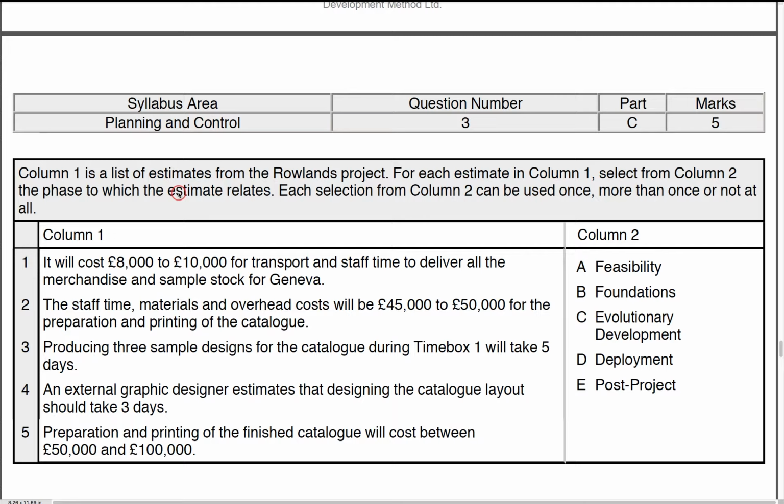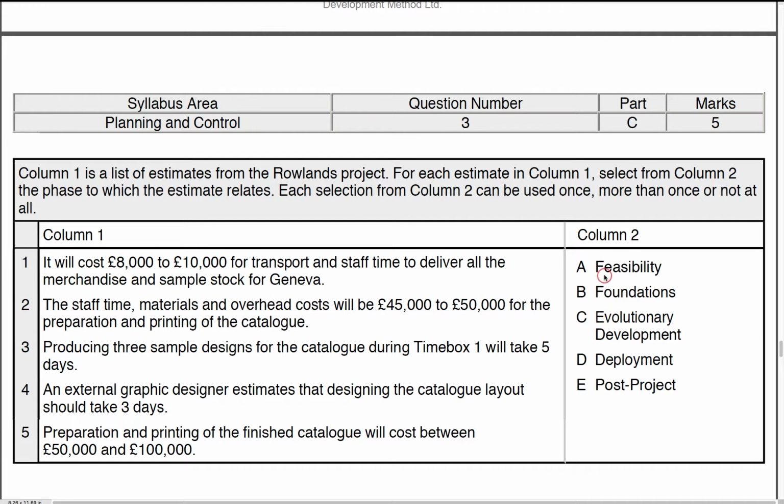You may remember there is a section in the chapter on estimations that gives you some guidance as to when we do estimations through our project. Now remember, there are only 3 phases we actually estimate in. Column 2 has 5 phases, and the only one missing is pre-project. But we don't actually estimate in deployment or post-project, do we? So we only need to look at these 3: feasibility, foundations, and evolutionary development.